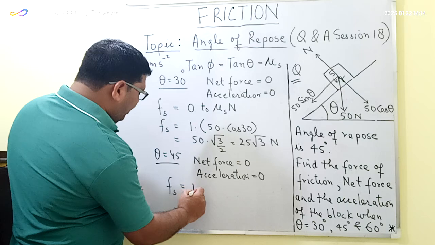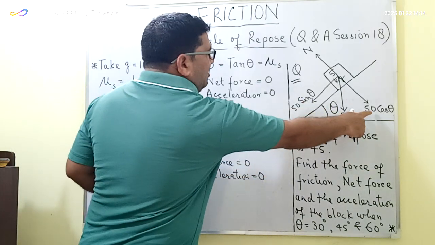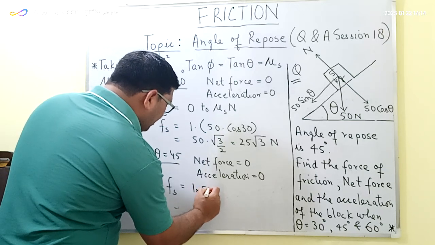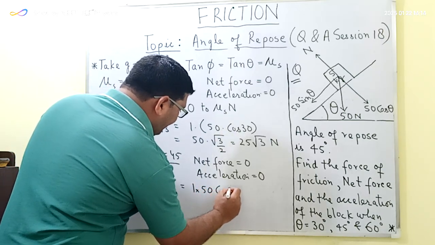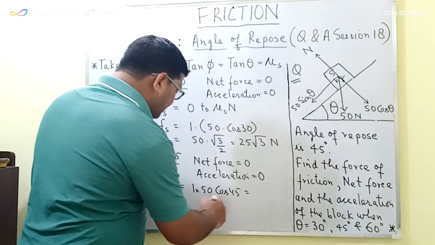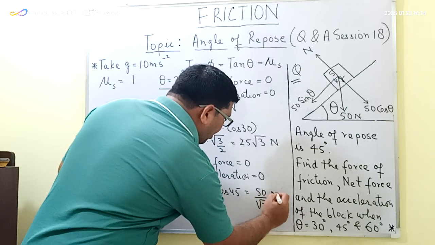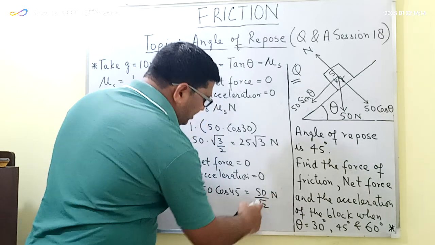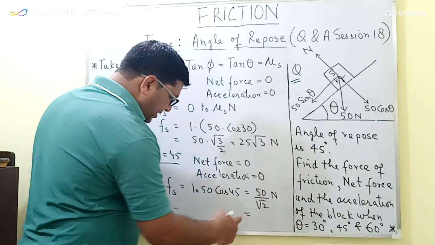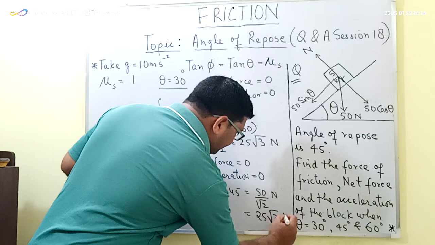Now mu s is equal to 1. The normal reaction in this case will be equal to 50 cos 45. So this will be equal to 1 into 50 cos 45. Cos 45 is equal to 1 upon root 2, so this is equal to 50 upon root 2 newtons. Or if I multiply the numerator and the denominator by root 2, I will get the value as 25 root 2 newtons.